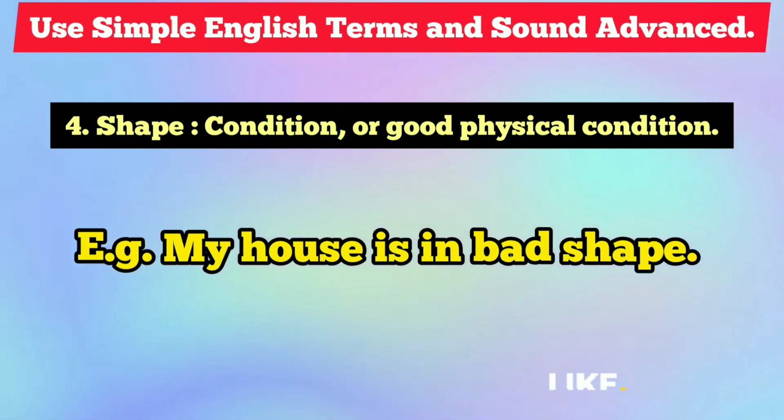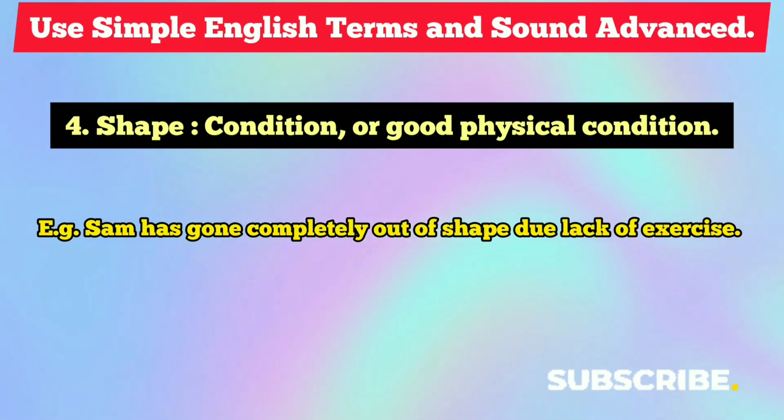So we can also use shape to mean good physical condition. So as you see the next example, Sam has gone completely out of shape due to lack of exercise. That means his physical condition is not good. He is not in a good physical condition. Maybe he has become obese or fat.